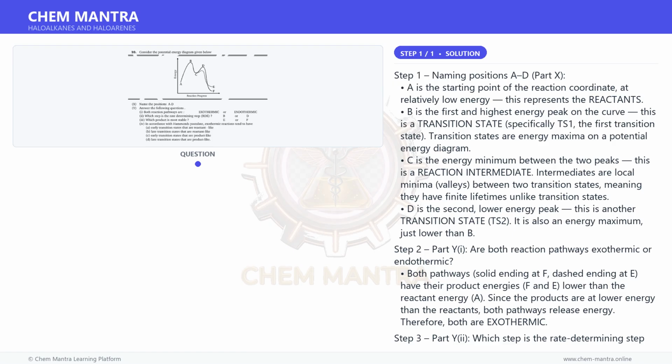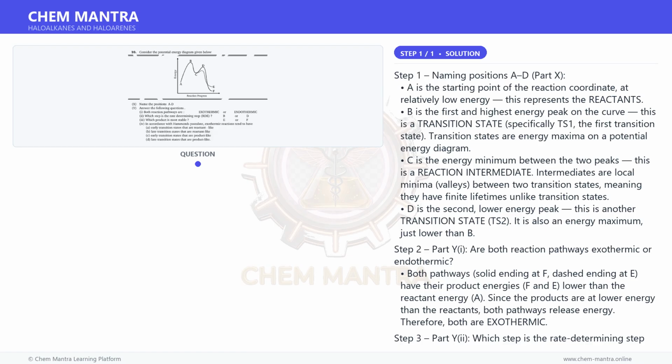Option A. States early transition states that are reactant-like. This matches. Option B. Late transition states that are reactant-like. Late TS applies to endothermic steps, not exothermic. Option C. Early transition states that are product-like. Product-like TS applies to endothermic reactions. Option D. Late transition states that are product-like applies to endothermic reactions with high-energy products. Therefore, the correct answer for 4 is A.